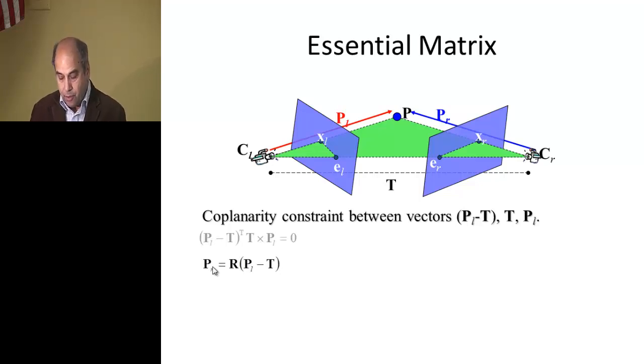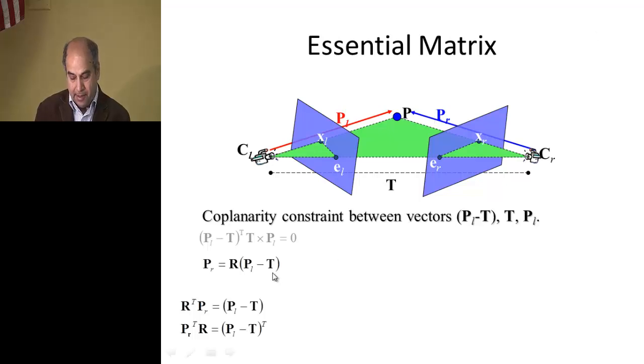Now we can also see that the PR vector, which is this vector, we can write in terms of PL, which is this vector, and the translation and rotation. This relates the two coordinate systems of the left camera and the right camera. We take PL minus T and rotate, and we get PR, which is shown here. It's a pretty simple transformation. So that's one thing.